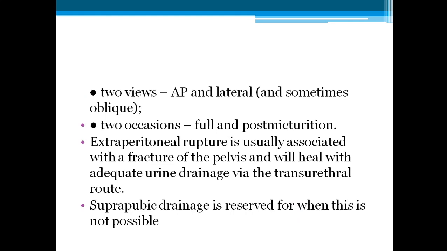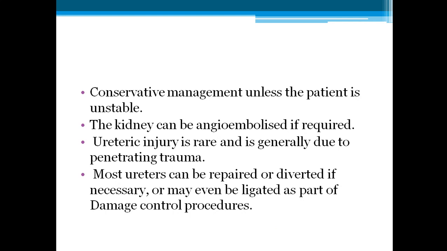Extraperitoneal rupture is usually associated with fracture of the pelvis and usually will heal with adequate drainage via transurethral route. Suprapubic drainage is reserved only when it is not possible. Unless the patient is unstable, conservative management is preferred. The kidneys can be angioembolized if required. Ureteric injuries are mostly rare and generally due to a penetrating trauma. Most ureters can be repaired or diverted if necessary and can even be ligated as part of damage control procedures.